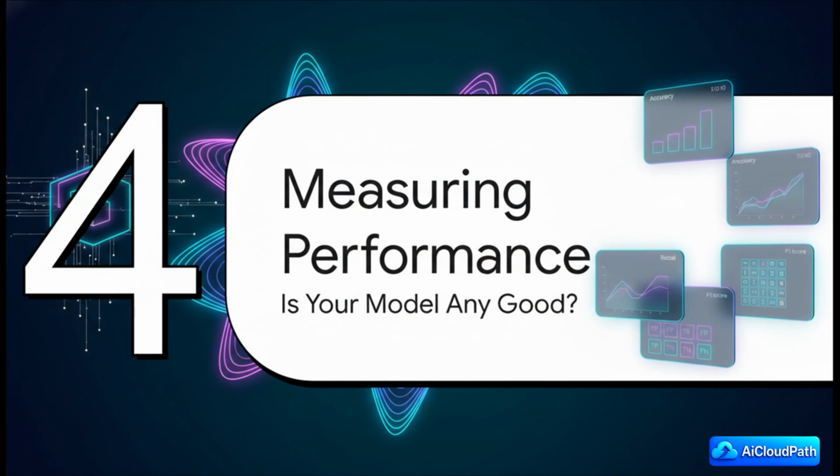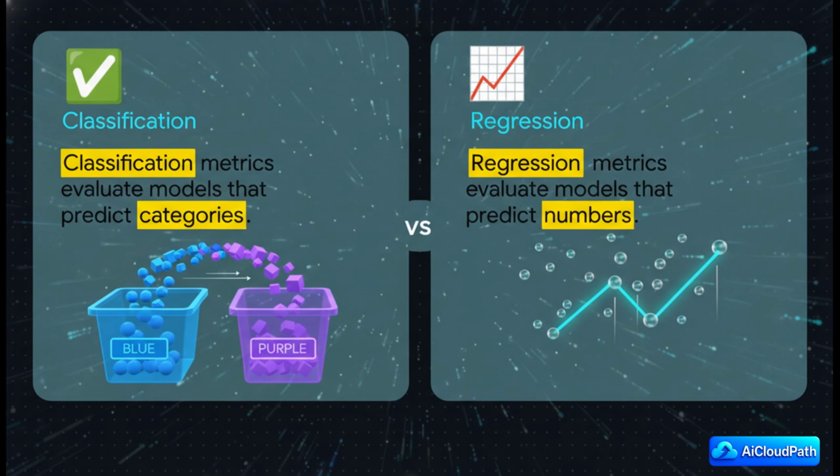So, you've trained your model. Now what? How do you actually know if it's any good? I mean, did all that work actually pay off? This is where we get into measuring performance with evaluation metrics. The very first thing to know is that there are 2 big families of metrics. It all depends on what your model is trying to do.